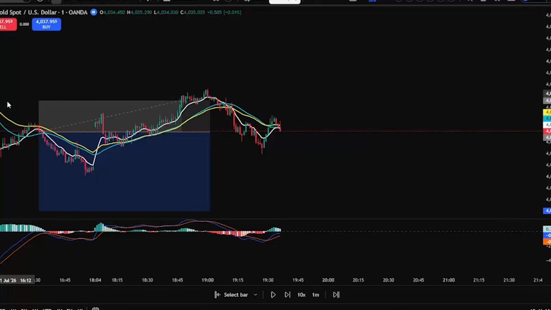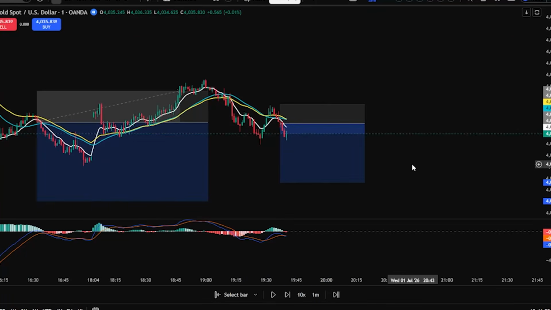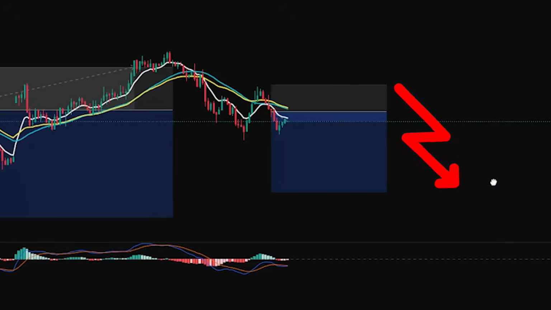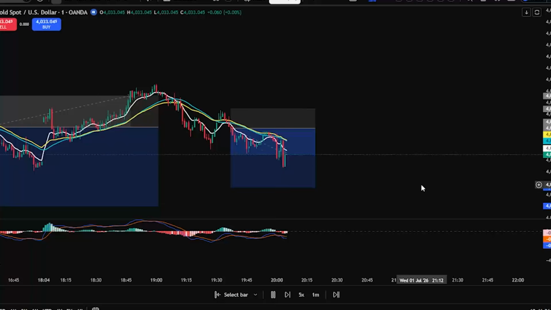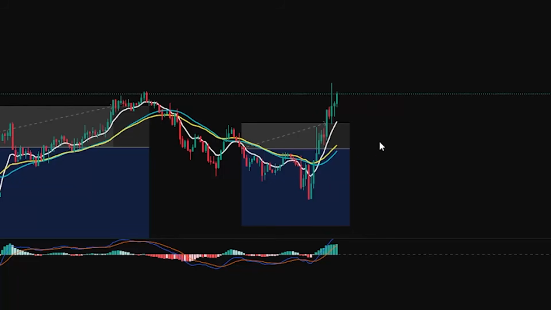Now let's talk about how to apply this setup in a real gold trading session. The biggest mistake traders make is opening the chart and immediately searching for an entry. Professional scalpers do the opposite. First, they identify the market condition. Before looking for a trade, check three things. Number one, is gold moving with strong momentum or is it trapped in a range?